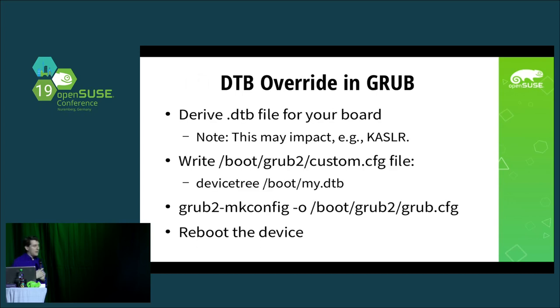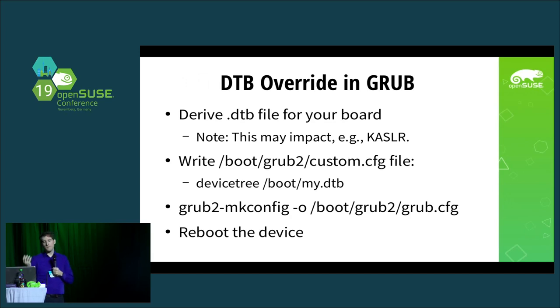Now, if all else fails, for example, because you have a TianoCore EDK2 as a bootloader instead of U-Boot, or because you have a very ancient U-Boot that does not have those FDT commands enabled, as a last resort, pretty much, it is possible to specify a device tree with GRUB. There is a devicetree command that can be used to specify such a DTB file. However, this is not an overlay file. So this is really the device tree that Linux will be using directly.